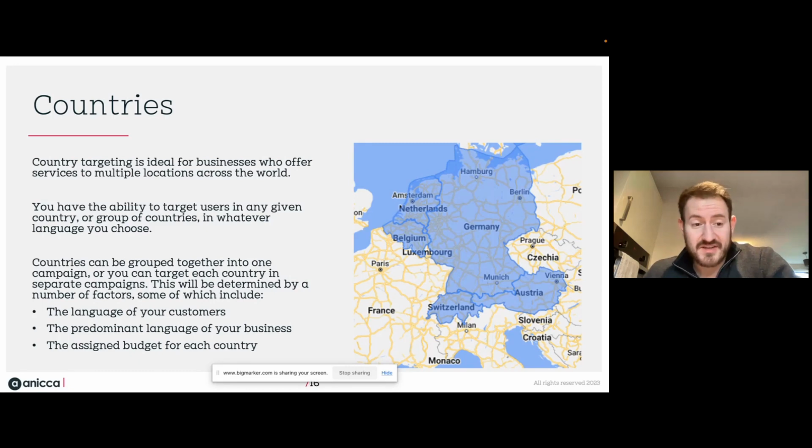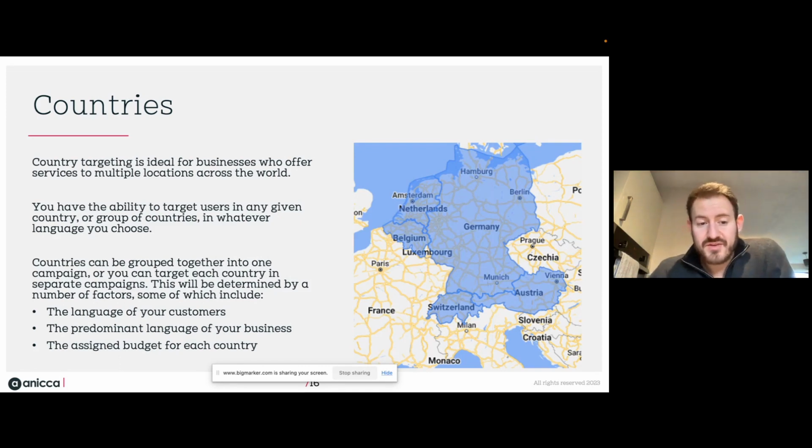You've got the ability to target users in any given country or group of countries. As you can see there, I do have a group selected. And you can also target them in whatever language you choose as well. So one great example of this would be grouping some countries together. If you are a predominantly English-speaking business and your staff are all English, you might target Germany, Austria, Switzerland, for example, but then use the English language still. So anyone searching from Germany or Austria who is searching in English, they can find ads for your business.